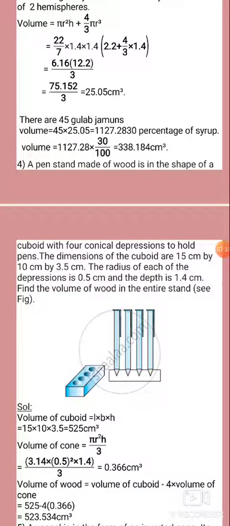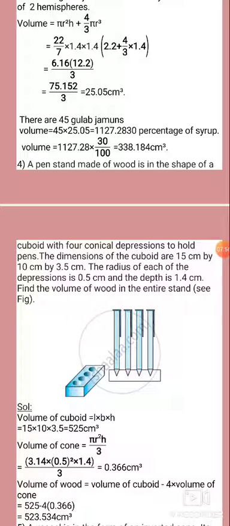Okay. Now next, a pen stand made of wood is in the shape of a cuboid with 4 conical depressions to hold pens. The dimensions of the cuboid are 15 centimeter by 10 centimeter by 3.5 centimeter. The radius of each of the depressions is 0.5 centimeter and the depth is 1.4 centimeter. Find the volume of the wood in the entire stand.